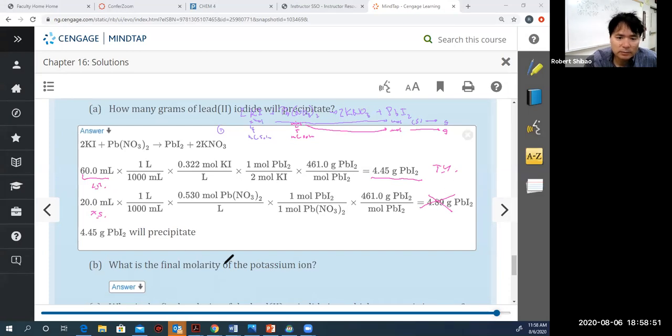All right, what is the final molarity of the potassium ion? Okay, the final molarity of the potassium ion, we have to figure out what that is. This is what we call solution dilution. Potassium is a spectator here. And we need the ionic equation to see what's happening with the potassium. So let's take a look at the ionic equation here.